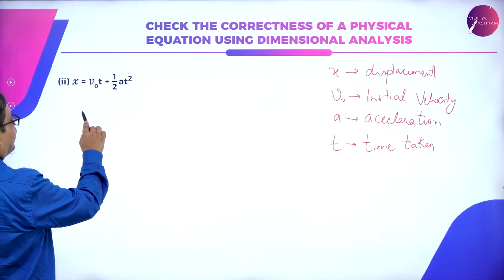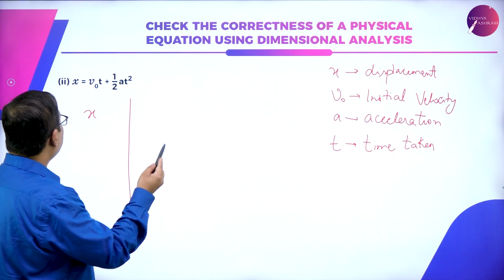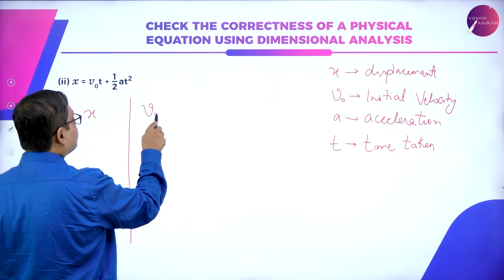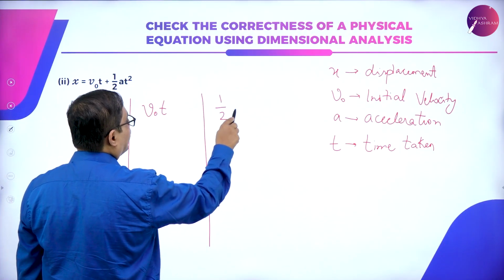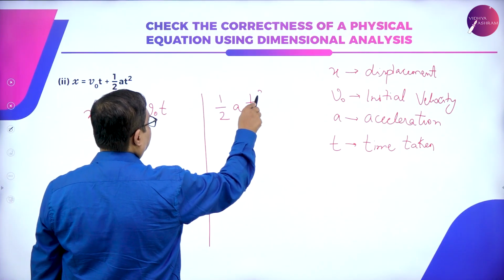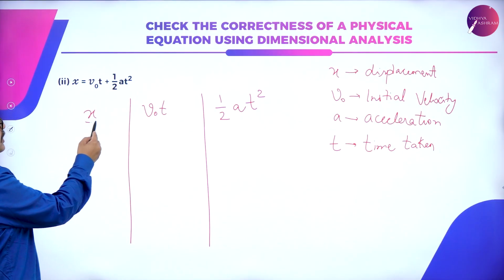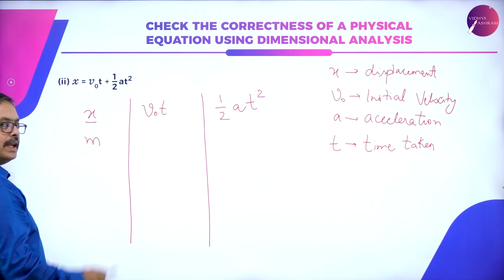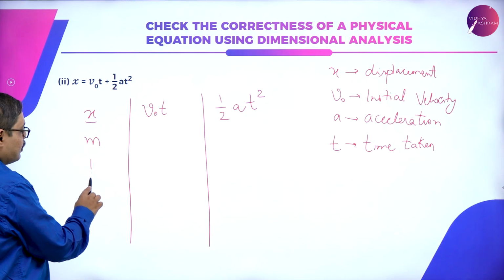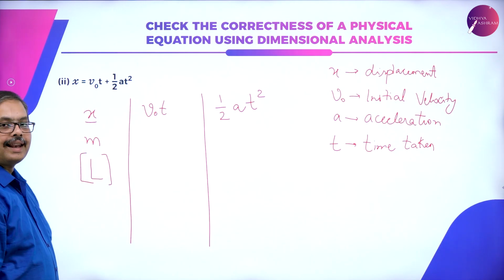On the left hand side, I have got displacement. On the right hand side, I have got two terminologies, v naught t and half a t square. Let us first check for LHS. x is nothing but displacement. The unit for displacement in SI units is meter. So the dimension for this terminology will be L, the length.